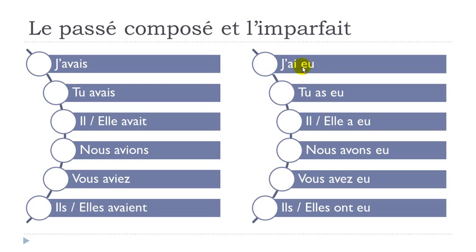So, j'ai eu. Tu as eu, il a eu, elle a eu, nous avons eu, vous avez eu, ils ont eu, elles ont eu. Alright? So, j'ai eu, tu as eu, il a eu, elle a eu, nous avons eu. Okay, so here you can see that we make double liaison. Nous avons eu. Okay, same thing here. Vous avez eu, ils ont eu, elles ont eu.